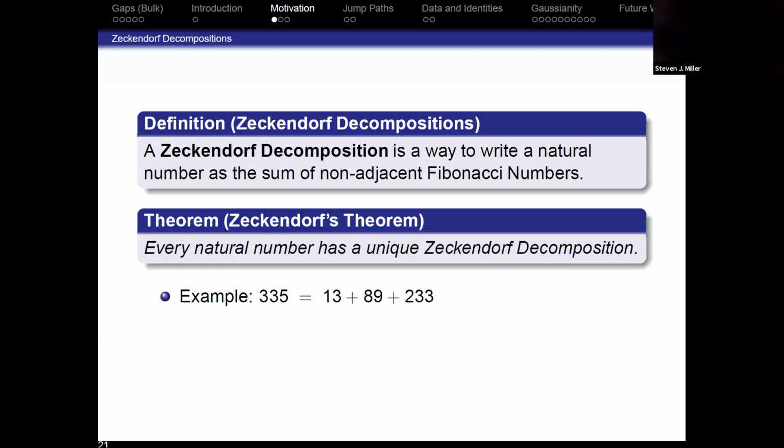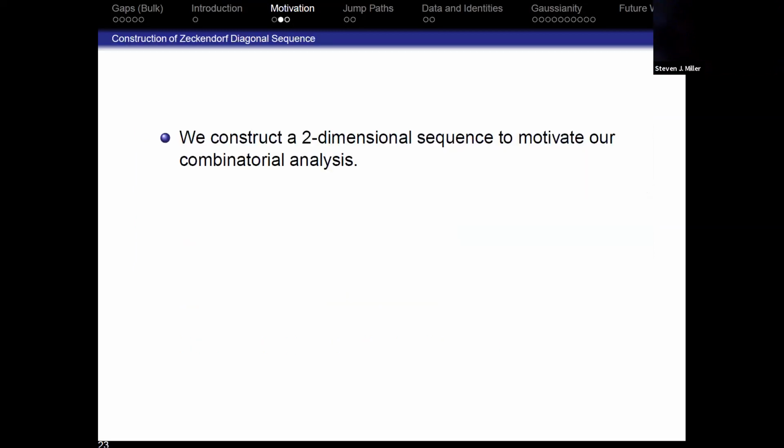All right. So we've talked about a Zeckendorf decomposition. We've said this many times. Every number has a unique decomposition. We've talked about using the greedy algorithm to do it. All right. So we want to construct a two-dimensional sequence.